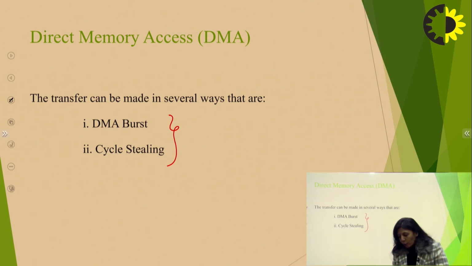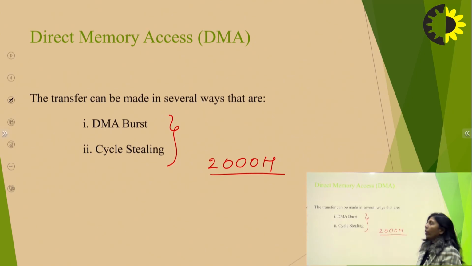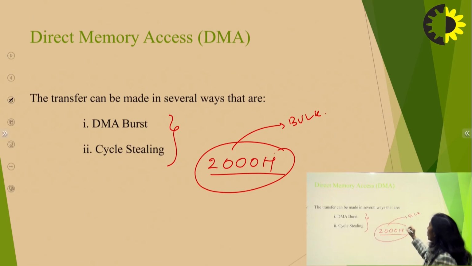In the burst process, a block of data, suppose the starting data is from the address, this hexadecimal value 2000H. From here, all the data in a bulk will be moved to and fro. That means from the IO device to the memory or from the memory to the IO device, starting from this address.